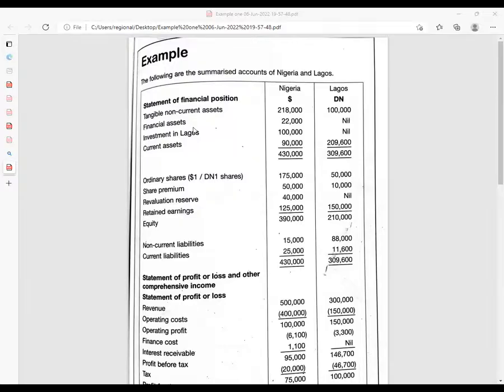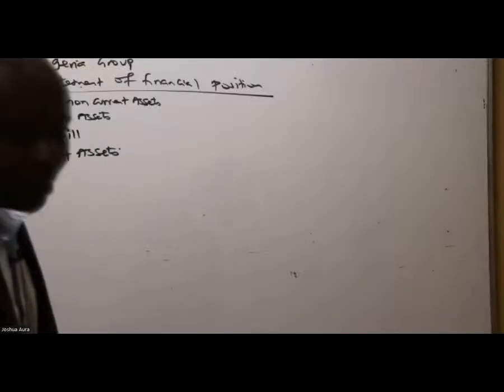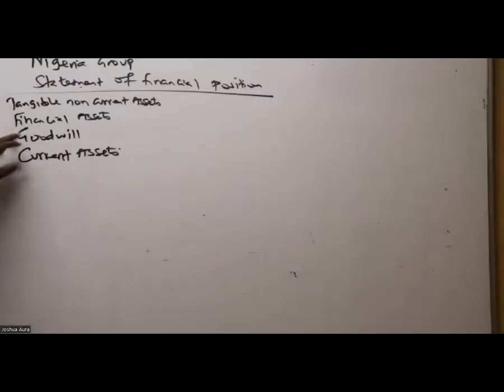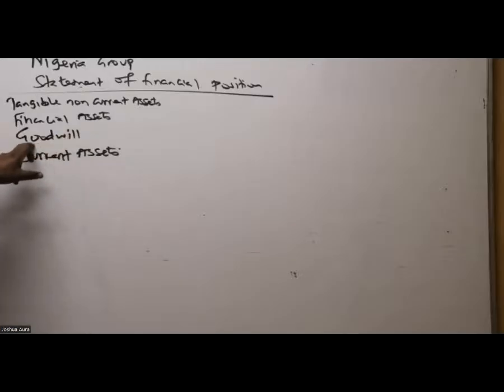And then now we have what we call the current assets. Now, after that, let me first of all allow you to copy whatever we have here. Could you kindly copy this? I'm simply copying everything. Apart from investment in Lagos here that I've replaced with what we call goodwill, everything else remains the same. I'm simply copying everything the way it is, really. All right.